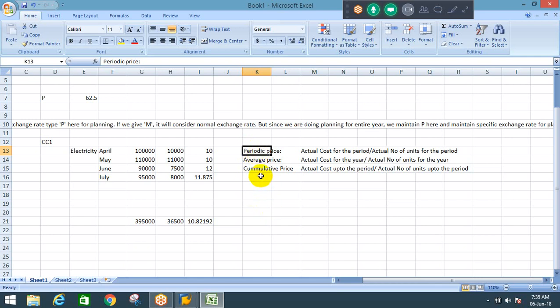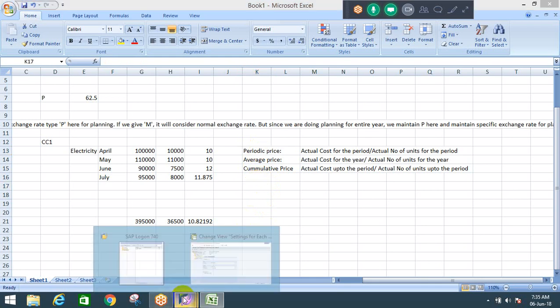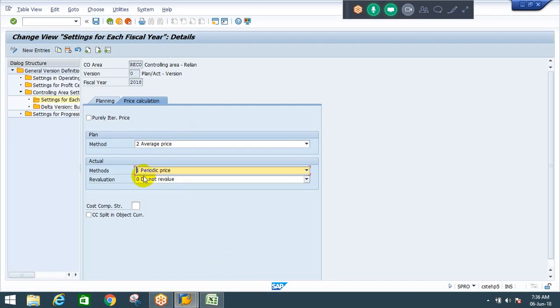Cumulative price is understood, right? Up to the period. So that is the setting. This revaluation we will discuss in product costing. Even if I explain now, we would need to discuss the entire product costing. So we will discuss revaluation in product costing. But now we are activating do not revalue. We will activate this later in product costing. Okay, save it.